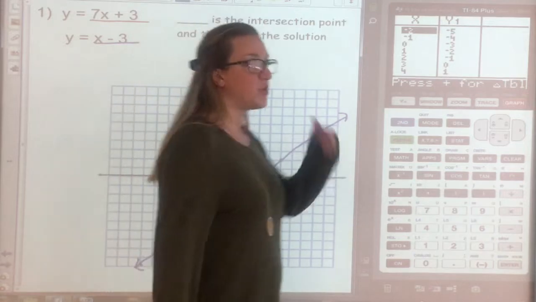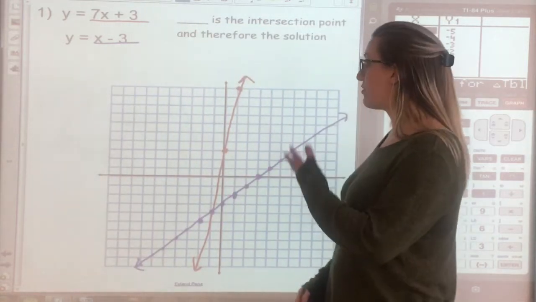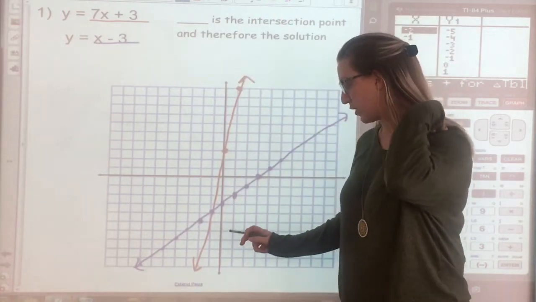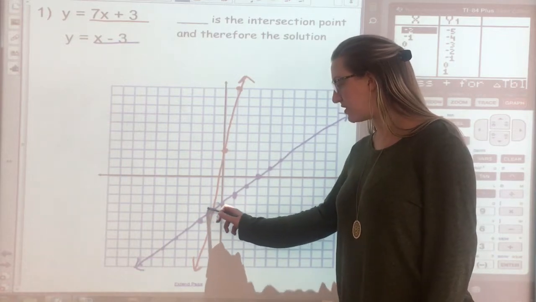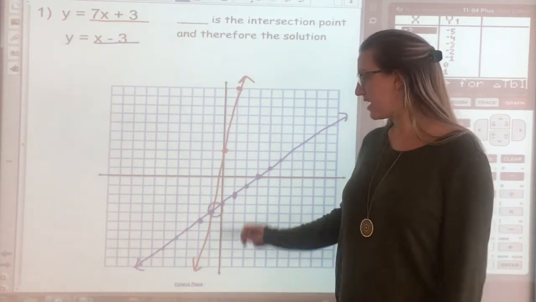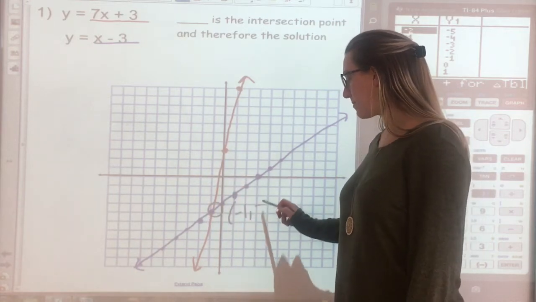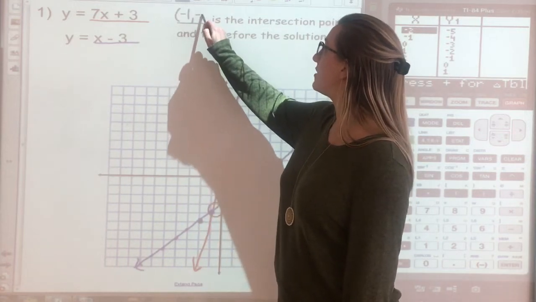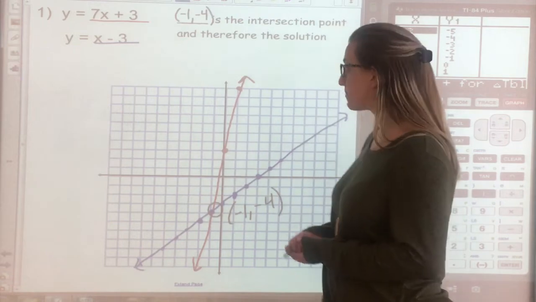So we graphed the first equation, we graphed the second equation since they were already solved for y, and now the fourth step is to identify the intersection point. Our intersection point is right here where they cross. This is the guy that we're looking at. He's at -1, -4. That is our intersection point, and therefore the solution to the system.